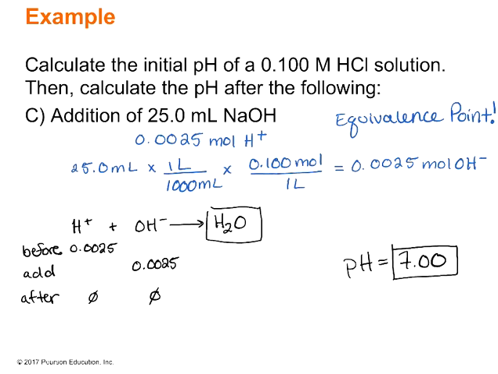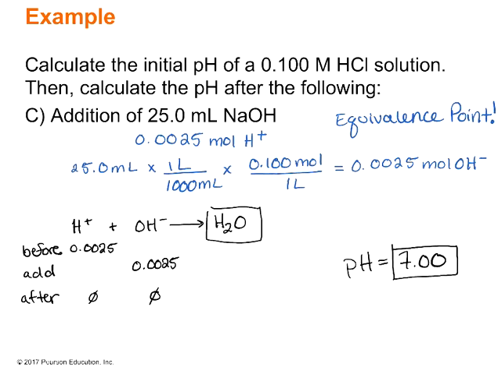Now, this only works for strong acids and strong bases. What we'll see later on is when we're using a weak acid or a weak base, the equivalence point pH might change slightly. Or, for instance, like we saw earlier, if you have an acidic salt solution or a basic salt solution, that will also change the pH at the equivalence point. But in this example, we're using a strong acid and a strong base, so the pH at the equivalence point is 7.